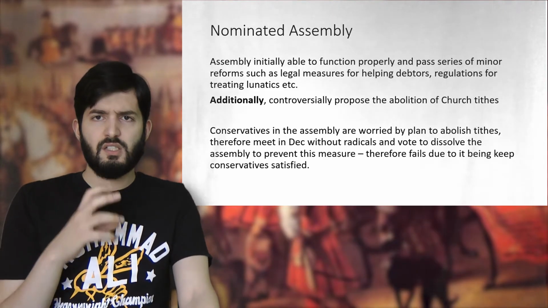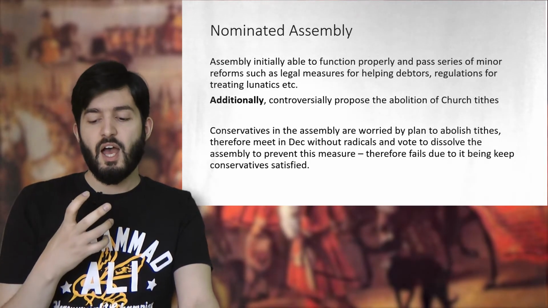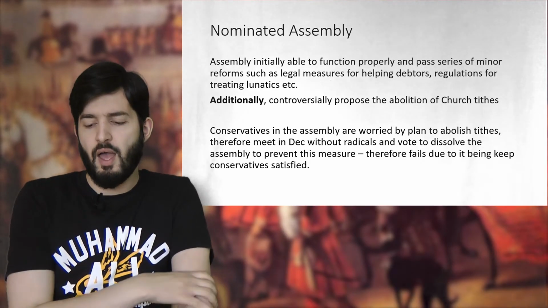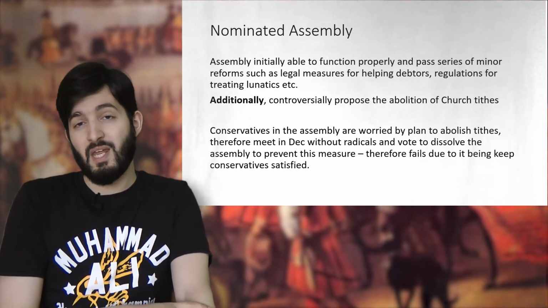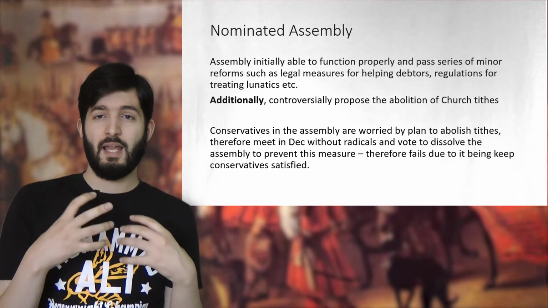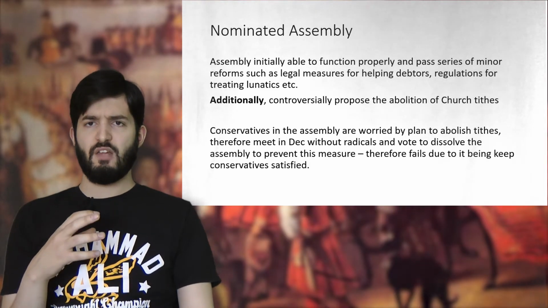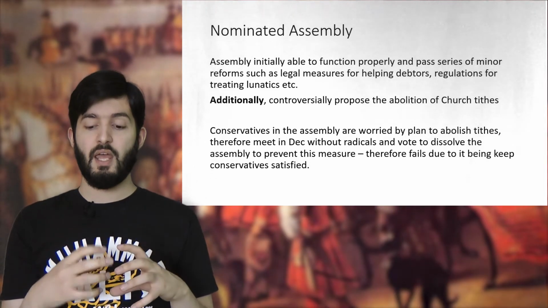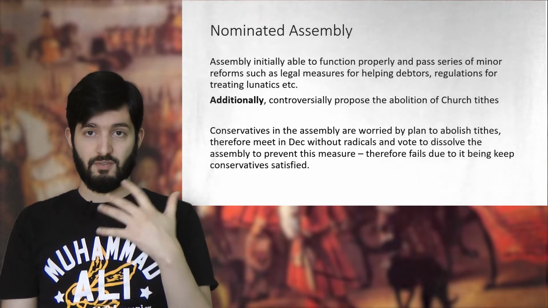And so the Conservatives in the Assembly are massively spooked by this plan to abolish church tithes, and what they therefore do is conspire to meet together earlier than a usual assembly in December, without the radical members being present, and they vote to dissolve the Assembly and give its authority back to Cromwell to prevent this measure from passing. And so the measure fails, as does the Nominated Assembly, in an attempt to keep Conservatives satisfied.